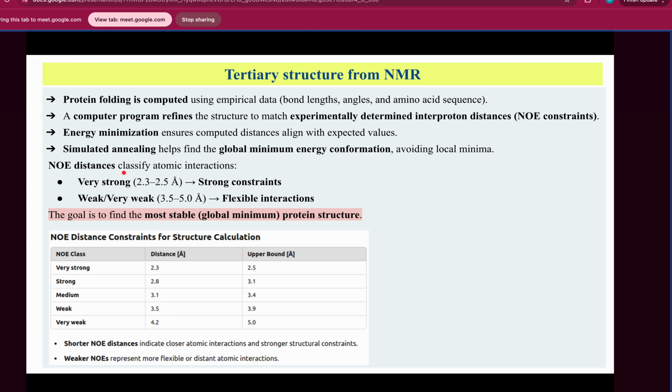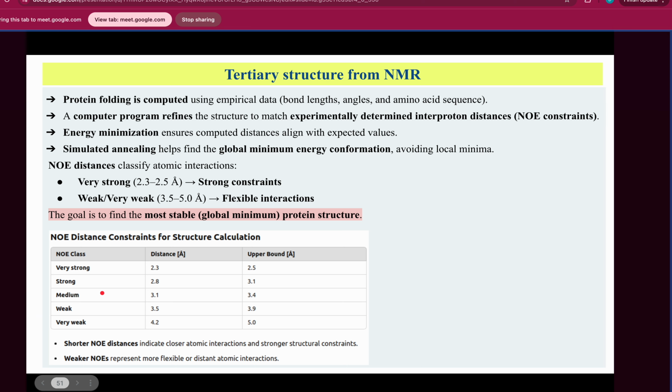And then NOE distances classify the atomic interactions. If NOEs are very strong, that means the distance is between 2.3 to 2.5 angstrom, which means there are strong constraints. That means the structure which we are observing is a rigid structure. And if NOE distances are weak, which means 3.5 to 5 angstrom, then it is flexible interactions. So the goal is to find the stable global minima protein structure. And this is the NOE distance constraints for the structural calculations.